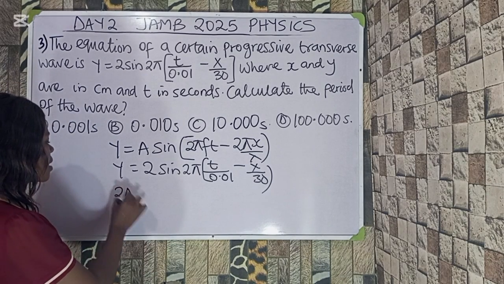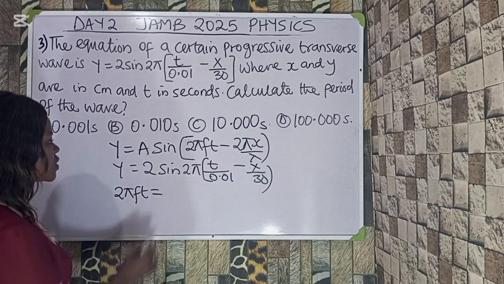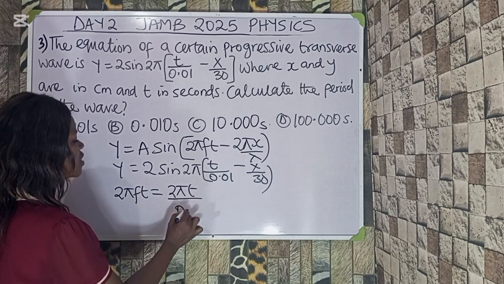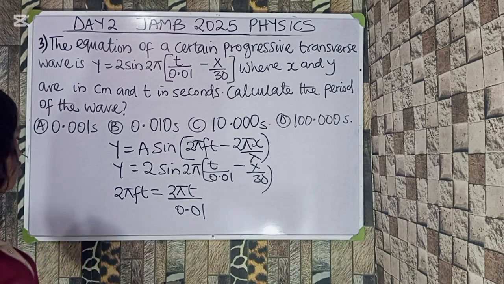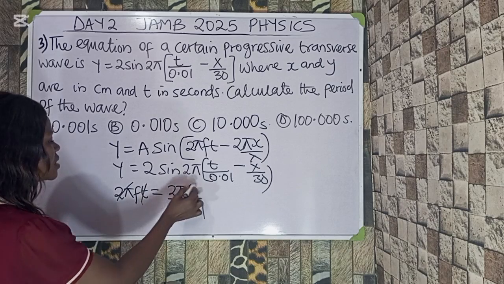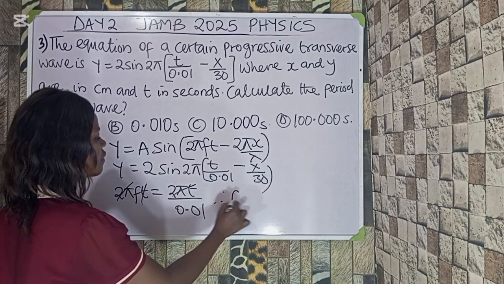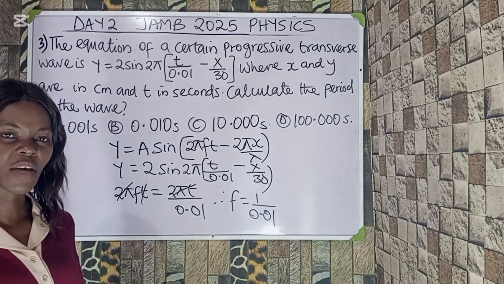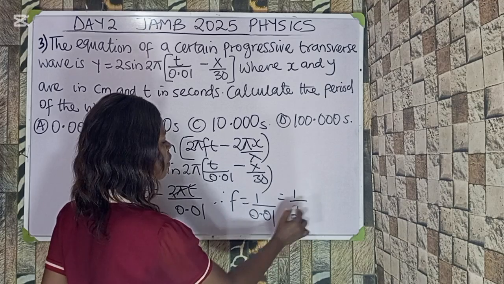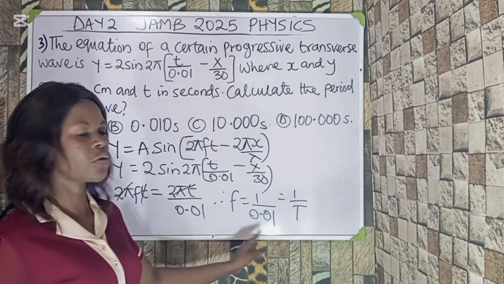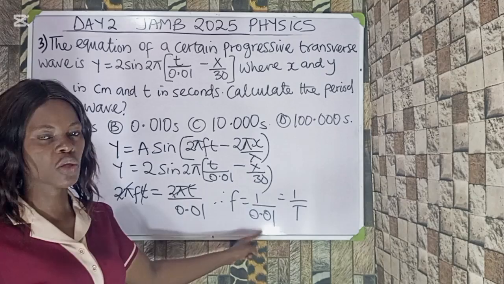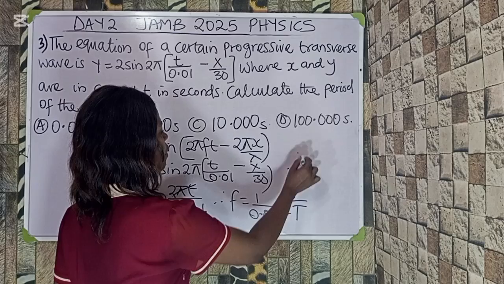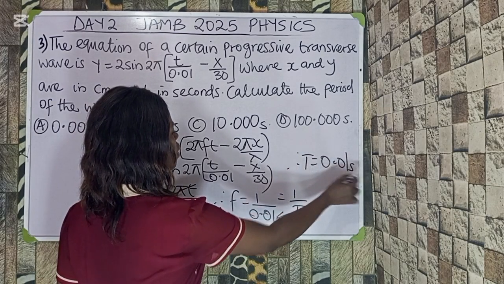We say this is what? 2 pi ft is equal to 2 pi times t over 0.01, which gives 2 pi t over 0.01, right? Now something is common. I'll cancel 2 pi t, right? Therefore, frequency is 1 over 0.01, right? Now if you still remember that frequency is equal to 1 over period, and frequency from here is 1 over 0.01, as simple as that, we can say that therefore our period is 0.01 seconds.